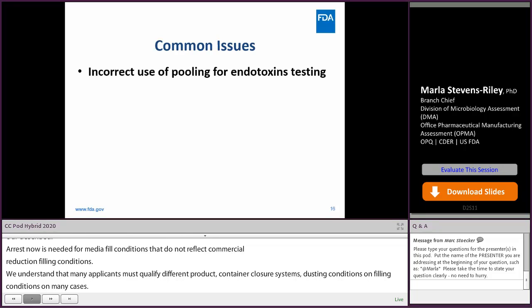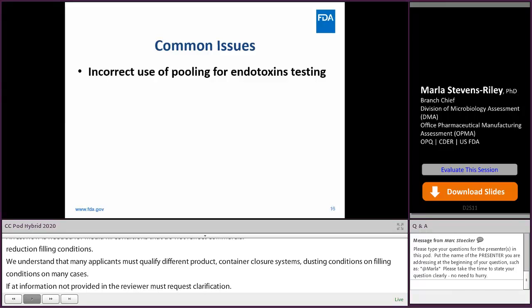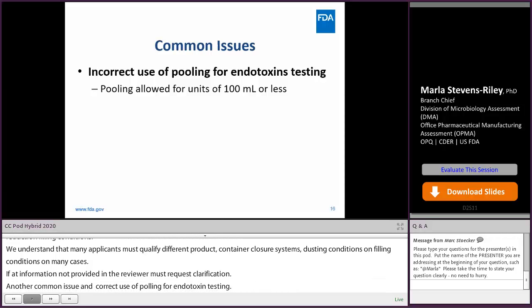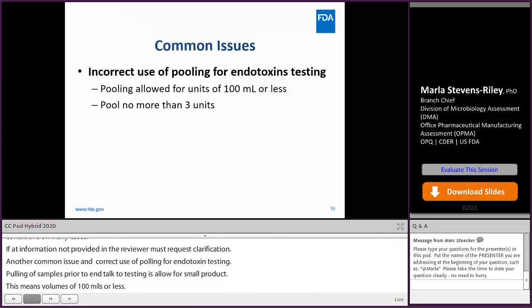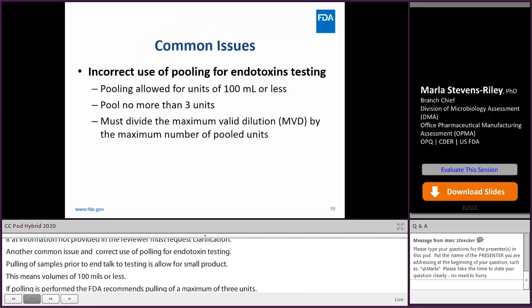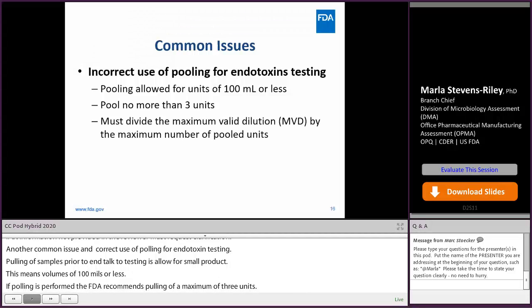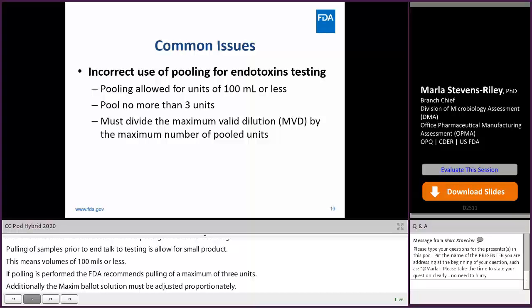Another common issue, incorrect use of pooling for endotoxins testing. Pooling of samples prior to endotoxins testing is allowed for small volume parenteral products. This means volumes of 100 mL or less. However, if pooling is performed, the FDA recommends pooling of a maximum of 3 units. Additionally, the maximum valid dilution must be adjusted proportionally. You must divide the MVD, the maximum valid dilution, by the maximum number of pooled units.